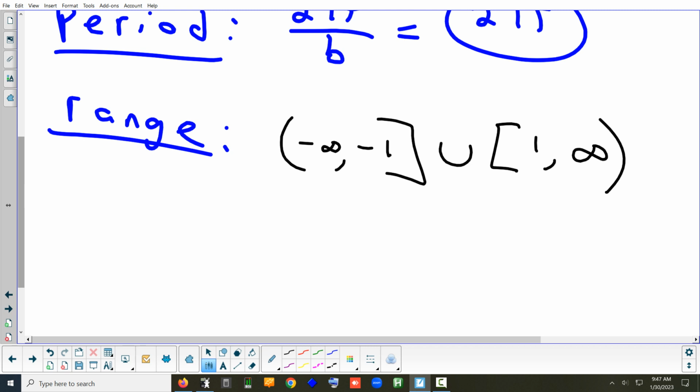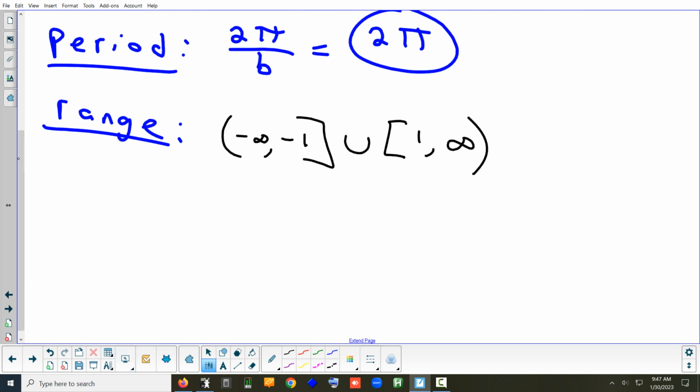So it's basically the opposite of the range of sine. Sine is -1 to 1. This is everything except -1 to 1. Okay, so there's my range.